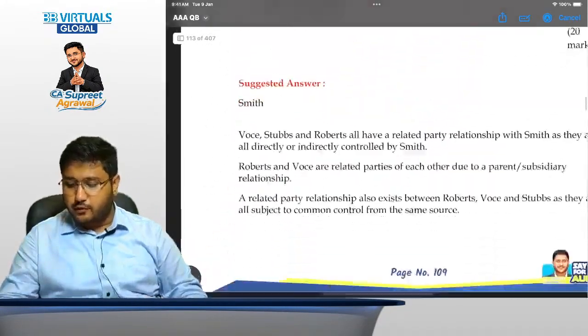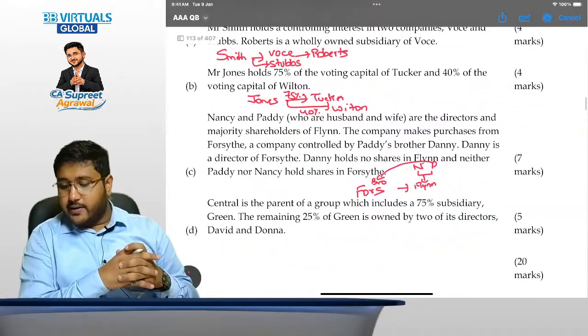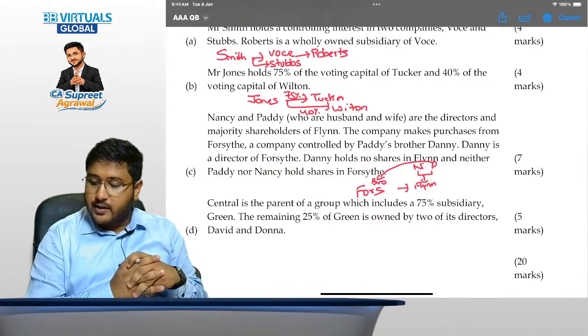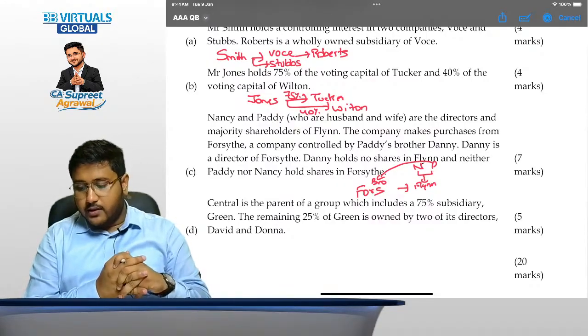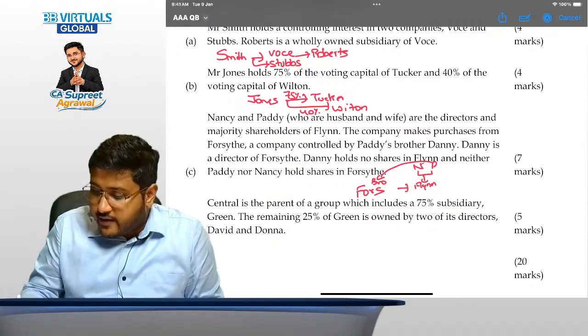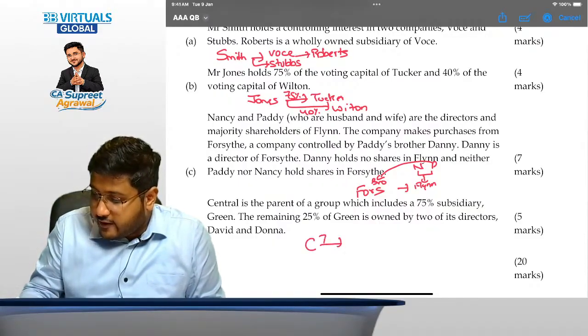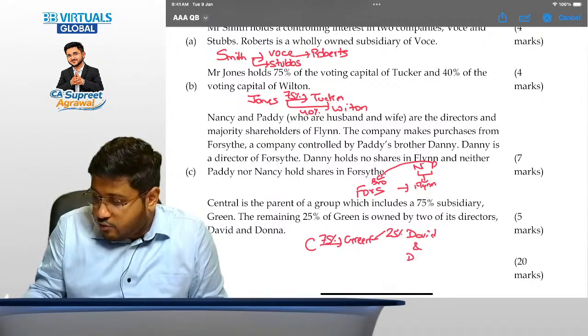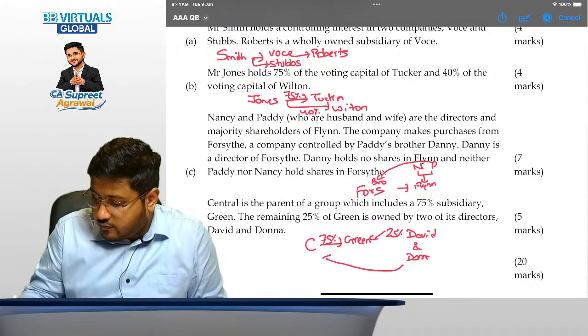Okay, now let me explain the fourth case. I think this is the last case. Central is the parent of a group which includes 75% subsidiary Green. Okay, the remaining 25% of Green is owned by 2 of its directors, David and Donna. So Central holds 75% of Green, and the rest 25% is held by David and Donna, who are the directors of this. Okay, now tell me.